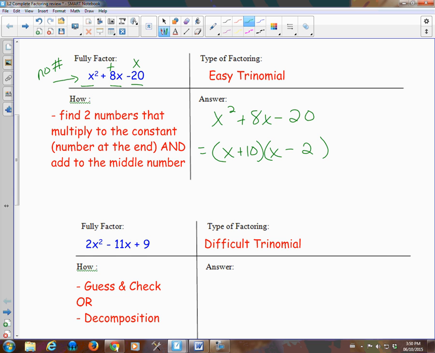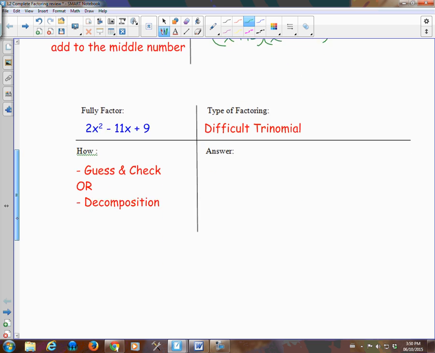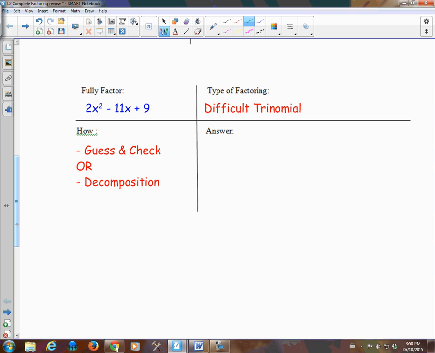And then we get into difficult trinomial. Same pattern as a simple trinomial, except there's a number at the beginning. There's 2 ways to factor difficult trinomial. You can guess and check, or you can factor by decomposition. Guess and check is exactly like it sounds. You write down your 2 brackets, and you fill them in based on your knowledge of how numbers work.